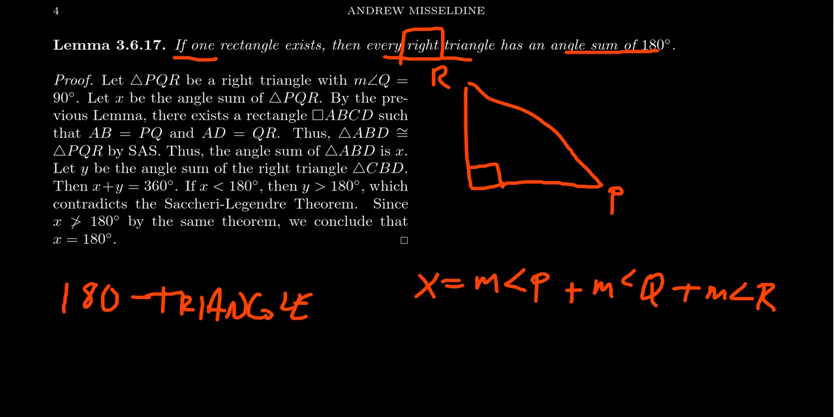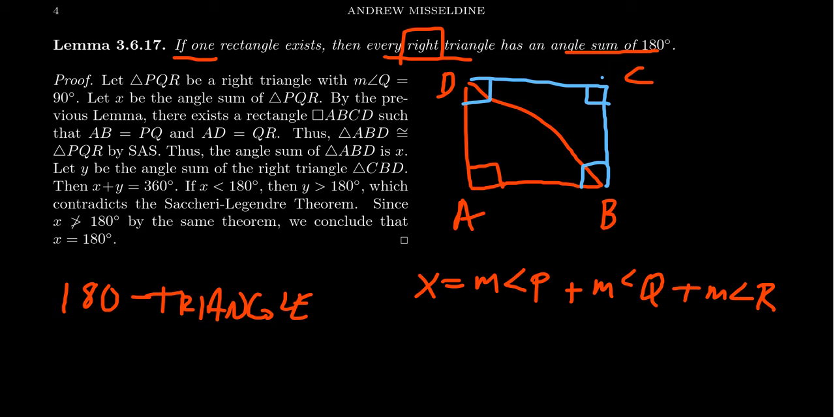So what we're going to do is create a rectangle using this right triangle in the following manner. We're going to come up with a rectangle, and we're going to label the rectangle A, B, C, and D. Let me finish drawing the picture here. So we have this rectangle, and this is again a genuine rectangle.